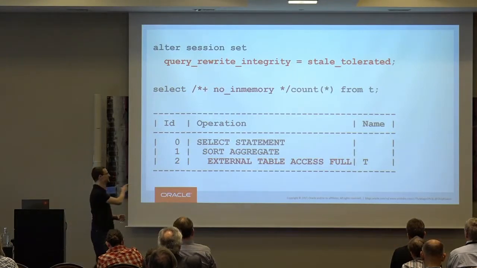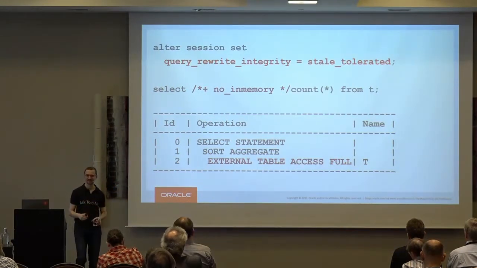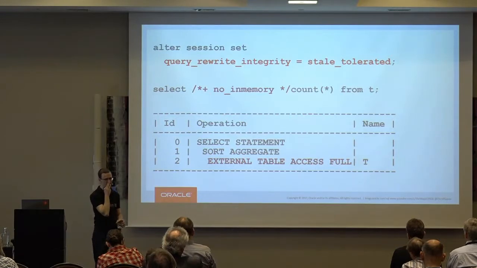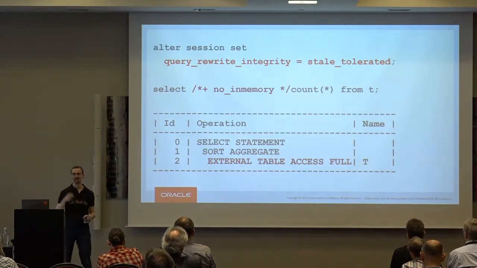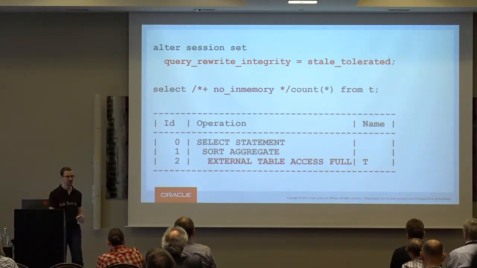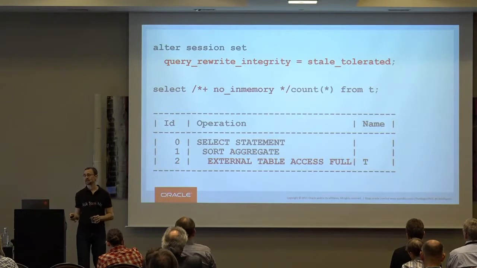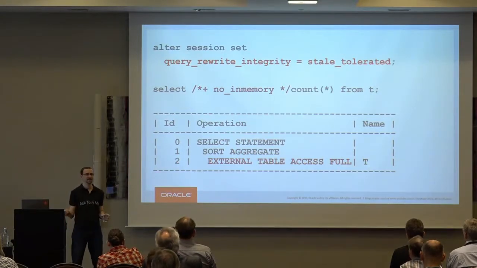And of course, hints are not suggestions. They're not like saying to the database, by the way, will you please not use the in-memory column store. It's, you must not use the in-memory column store. Hints are directives, not suggestions. And if this is code that you don't have direct access to control, what do you do about it?